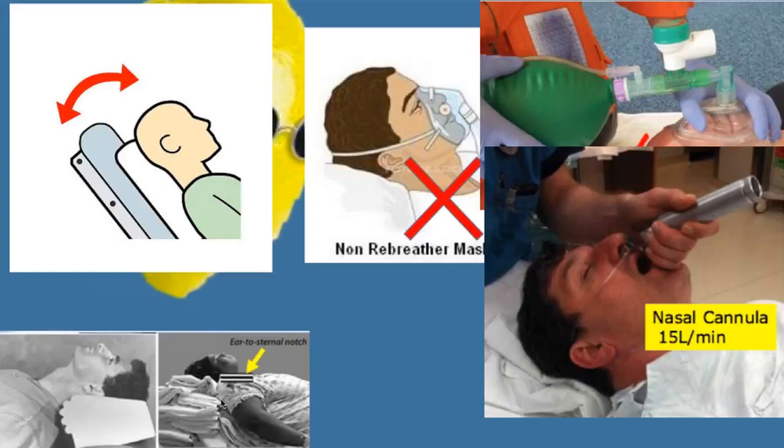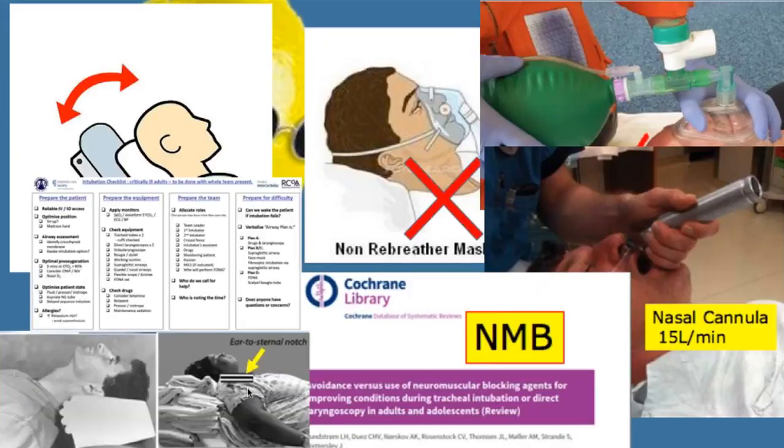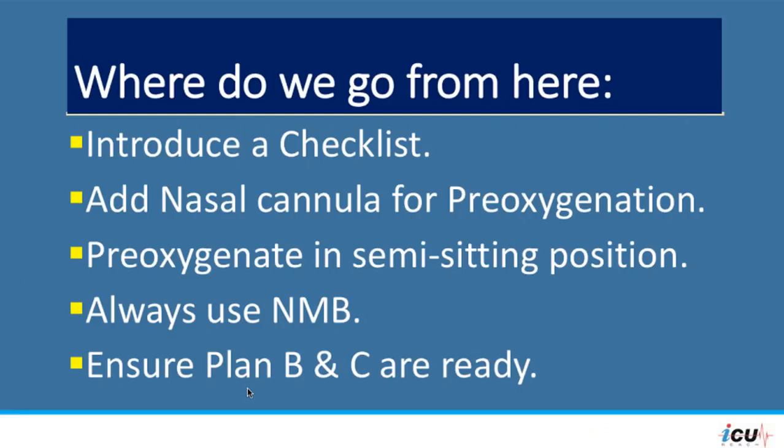However, if your patient is obese, then you must ramp them to facilitate the intubation. And by the way, ramping non-obese patients was found to increase the incidence of difficult intubation. So only use the ramp position for obese patients. Always use neuromuscular blockers, and introduce a checklist to your practice for intubation if you don't have that already.